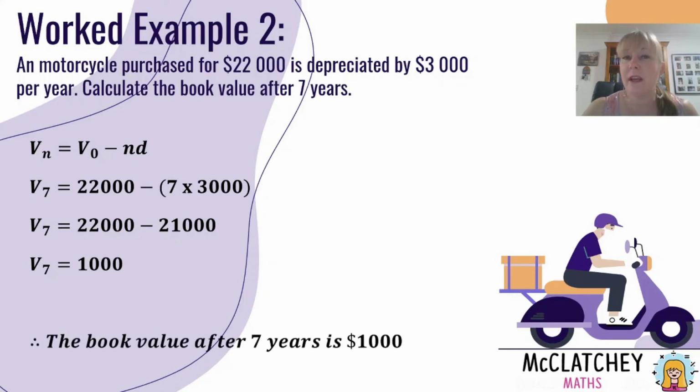So we also need to write a statement at the end. And the reason for that is the question doesn't have the variable V7 in it. So we need to actually write V7 equals 1,000 and then create a statement. The book value is $1,000.